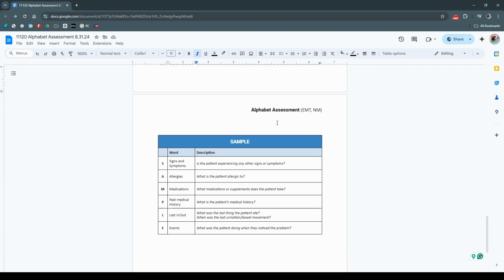Now, SAMPLE is really more of a general description, I think, is how I want to phrase it, more of a recent history and past history discussion. You'll see what I mean as we go through it.